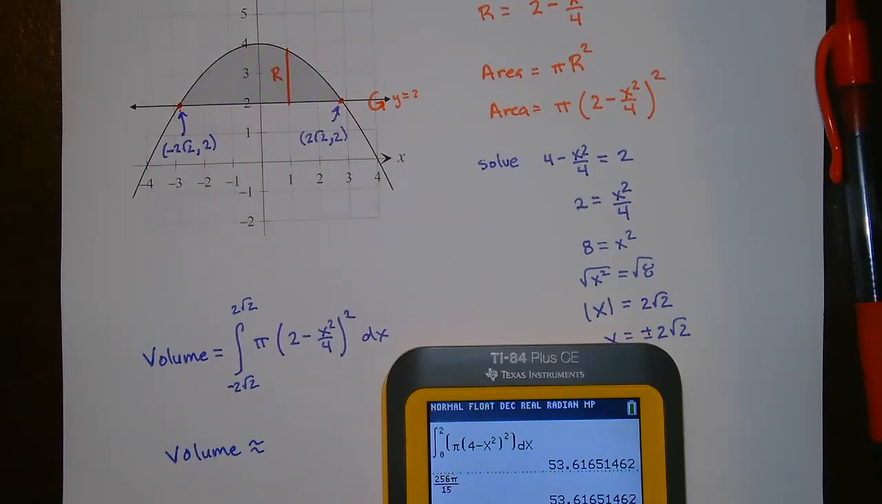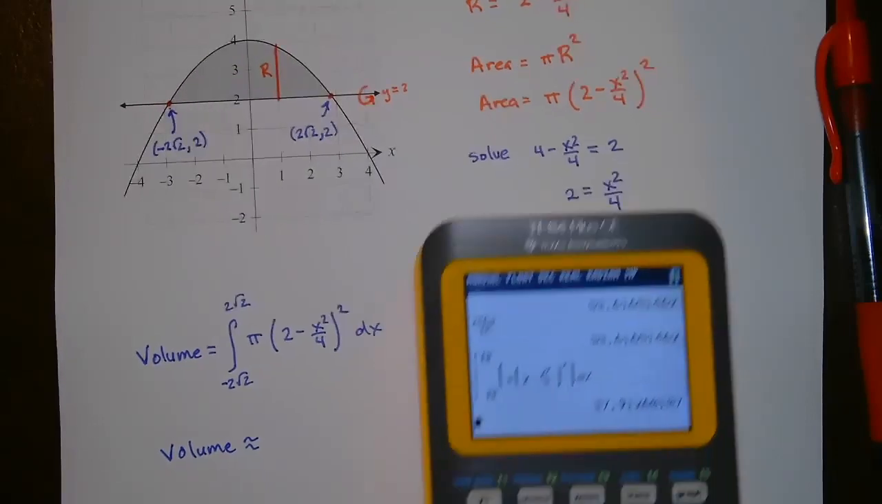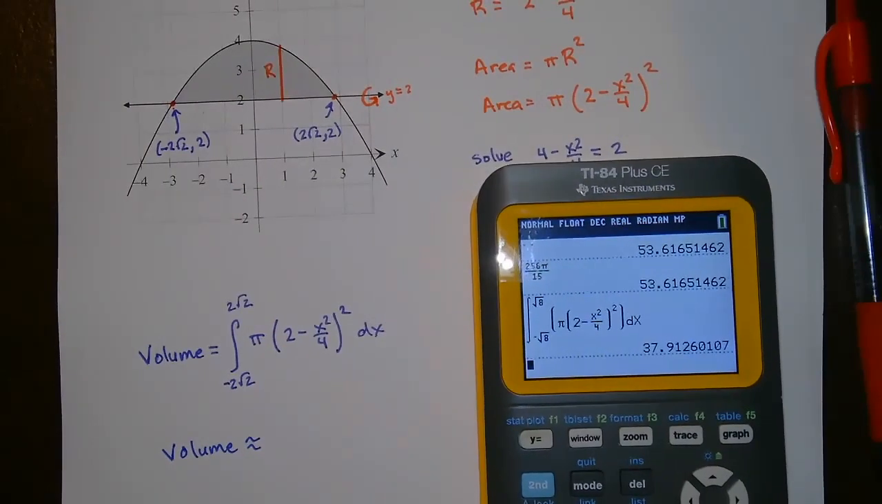and then square root of 8 for the upper limit, okay, and then pi, and then parenthesis, and then 2 minus, and then alpha window for the fraction bar, and then x squared over 4, and then close the parenthesis for that, and I need to square that, right? And then the thickness is dx, okay? And we get 37.913, okay? So 37.913.